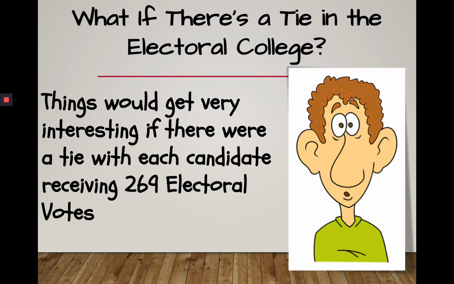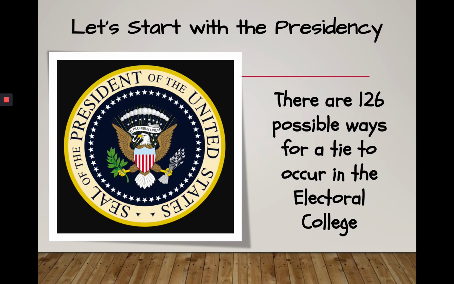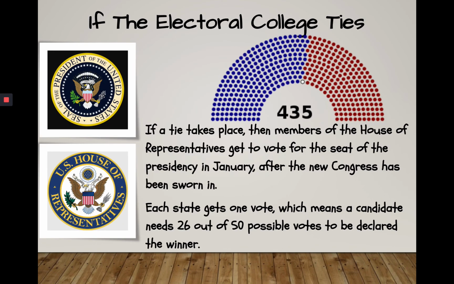What if there's a tie? And that's where things get really weird. I'm going to go fast. I'm not going to ask you any questions about this, but if you're curious, what if they each get 269 electoral votes tonight, which would be a tie? There's a lot of ways for this to happen. There's 126 different ways for this to happen.